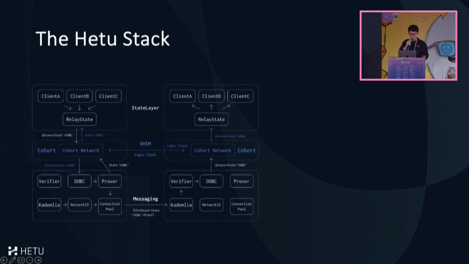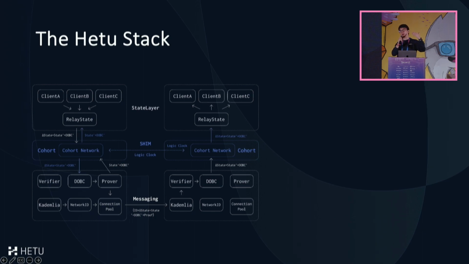We have this messaging layer, which generates proofs and verifies these logical clocks while generating messages. This layer also builds a traditional peer-to-peer communication layer, things like Kademlia and DHT.